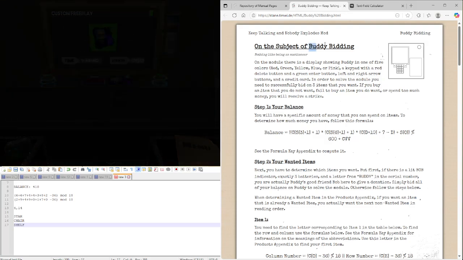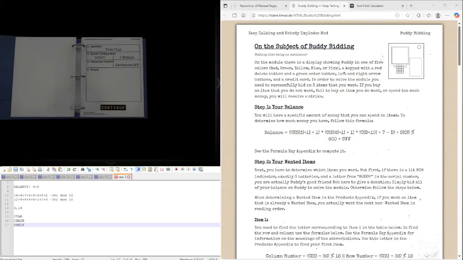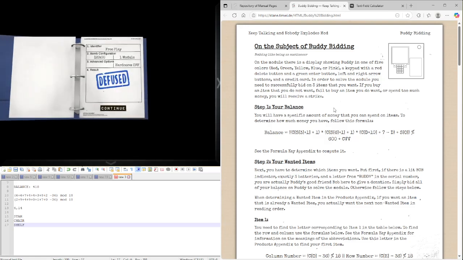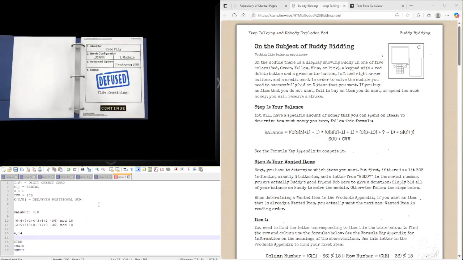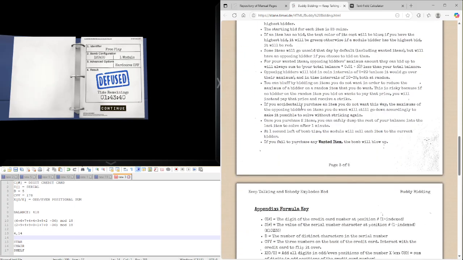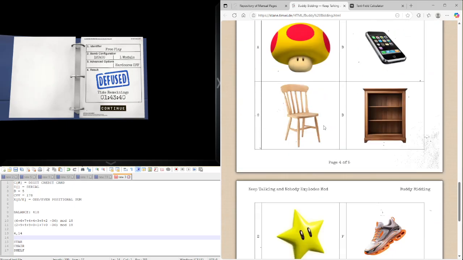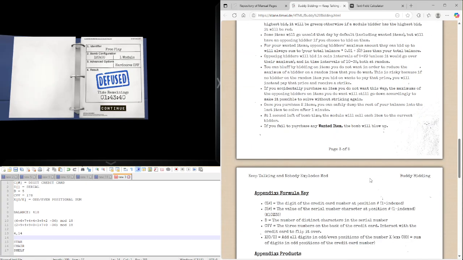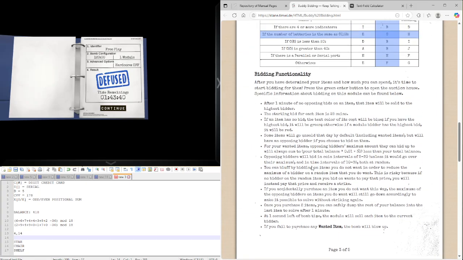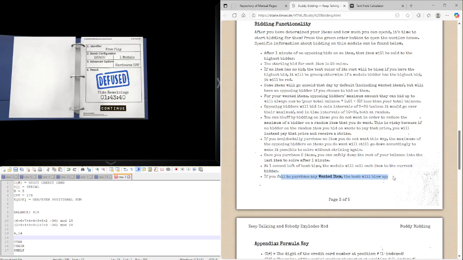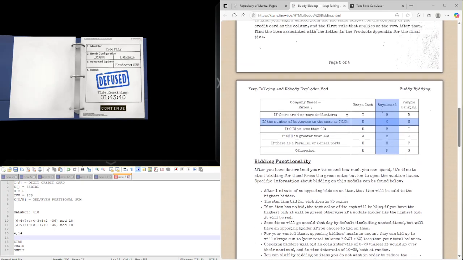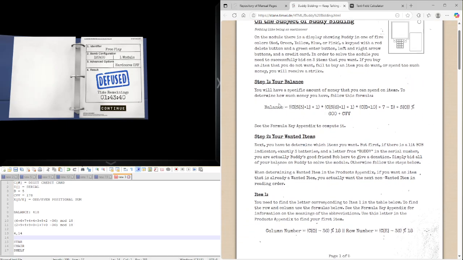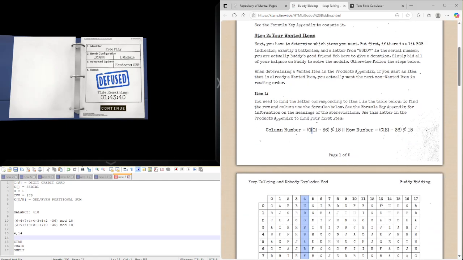So that was Buddy Bidding. That took a little longer than I thought it would. So hopefully you understand all the parts of Buddy Bidding. Just be careful with the bidding. Make sure you don't go over the balance. Remember that you don't have duplicate items. If you purchase an item you don't want, the bomb will blow up. That's a very key one. And make sure you understand how this whole thing works.